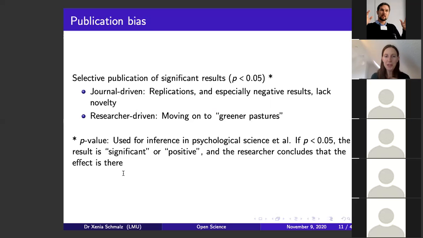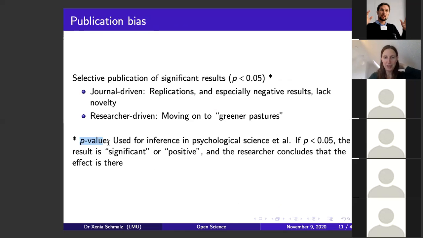And also from the side of the researchers, there's often reluctance to spend too much time trying to publish a negative result, and rather researchers prefer to drop the study like a hot potato and move on to another study which will give them better results and more significant p-values.